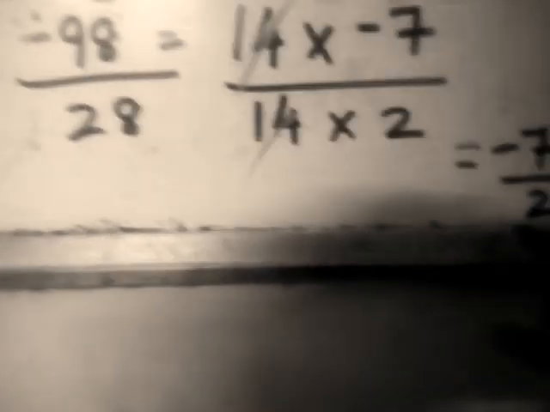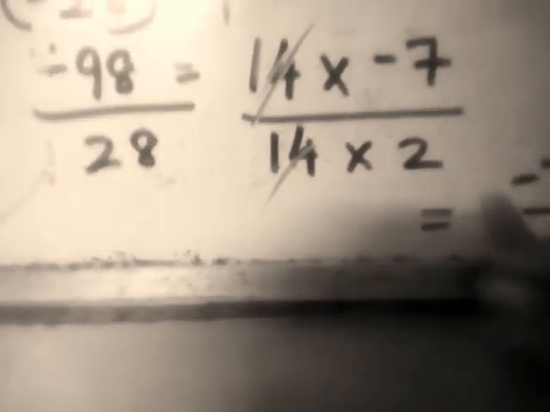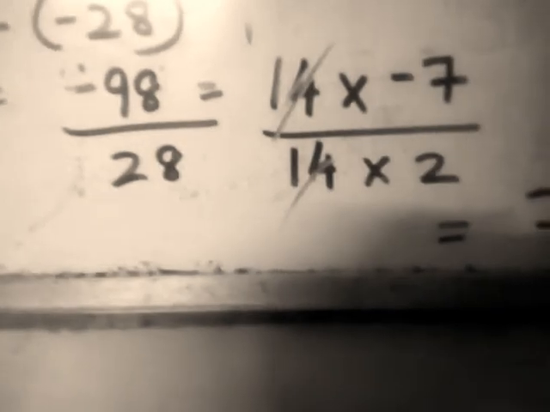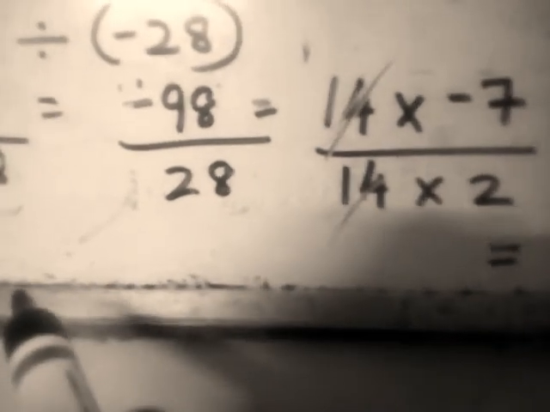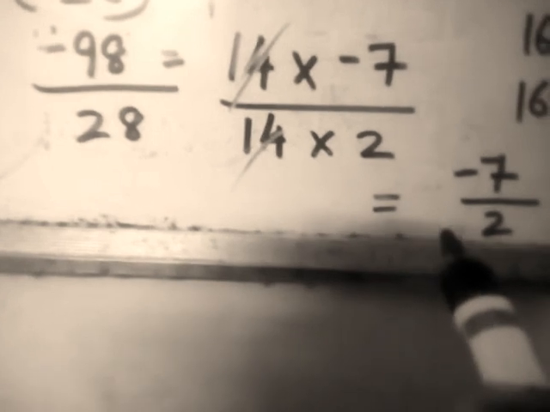Minus 7 upon 2 will be your answer. If you have place, you can continue here. You can write it down if you don't have place. So I am writing it over here. Next one.